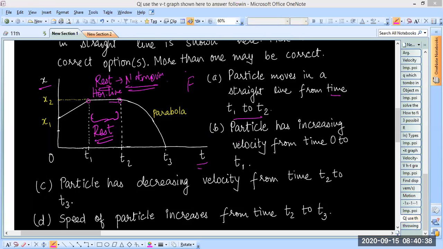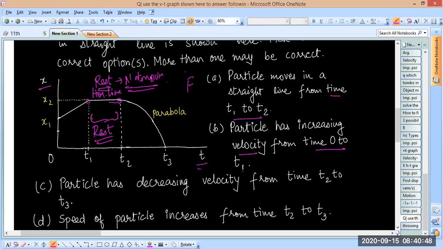Okay, next question. B. Let's talk about that. Particle has increasing velocity from 0 to T1. Now, 0 to T1, look at the graph. Which kind of graph is it? Straight line. Positive line, positive graph. Straight line. Correct, everyone? It's a straight line.